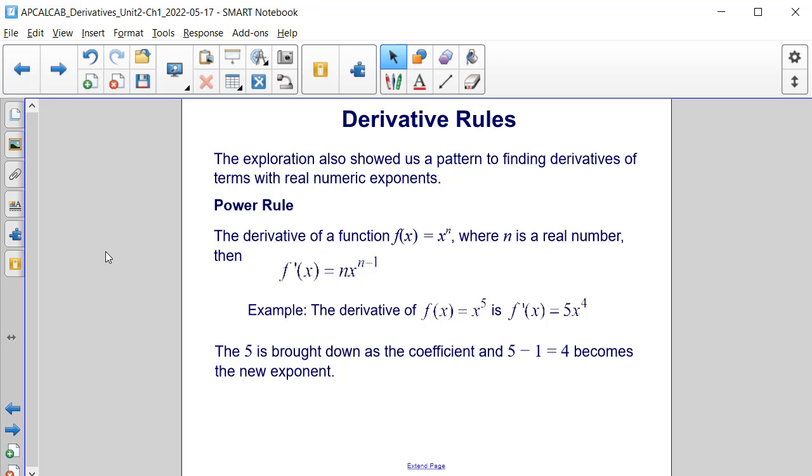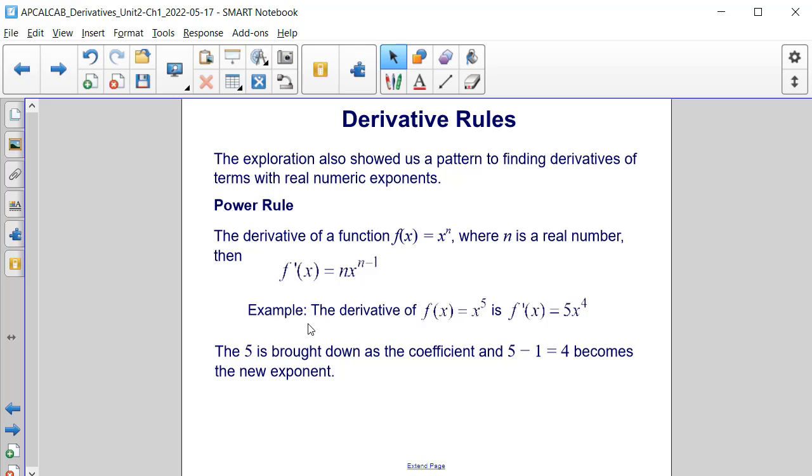The exploration also showed us a pattern to finding derivatives of terms with real numeric exponents, and that's the power rule. If f of x is equal to x to the n power, where n is a real number, then f prime of x, or its derivative, will be equal to n times x raised to the n minus 1 power.